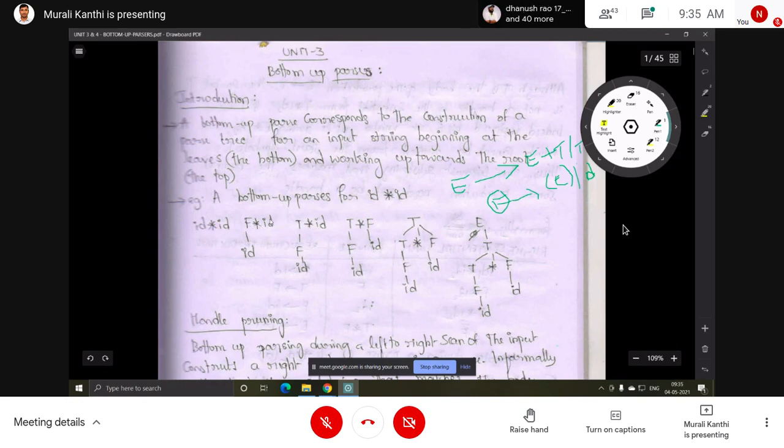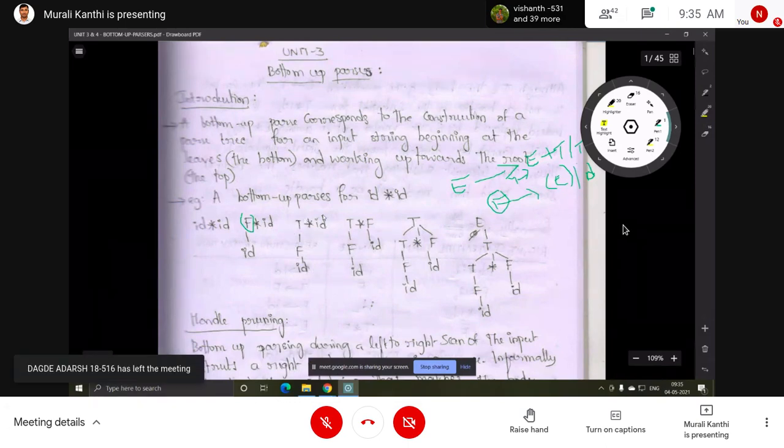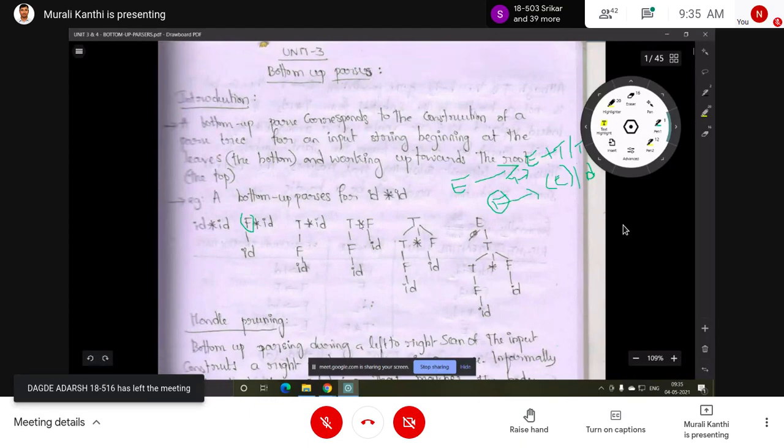Now this is a string. Again, we have to find out the handle. What is the handle? T implies we have our production like T into F or F. So in place of F, what can we write? T. So T is used in place of F. Next, the next symbol is taken, that is ID. In place of ID, F is used, and in place of F, T is used.